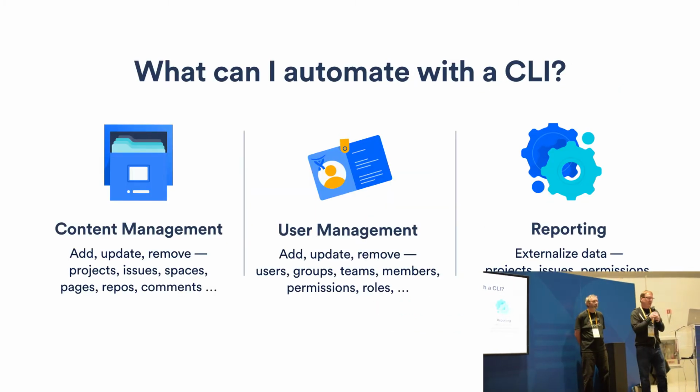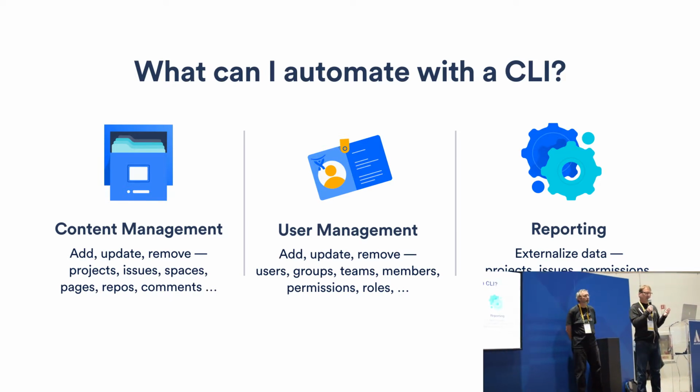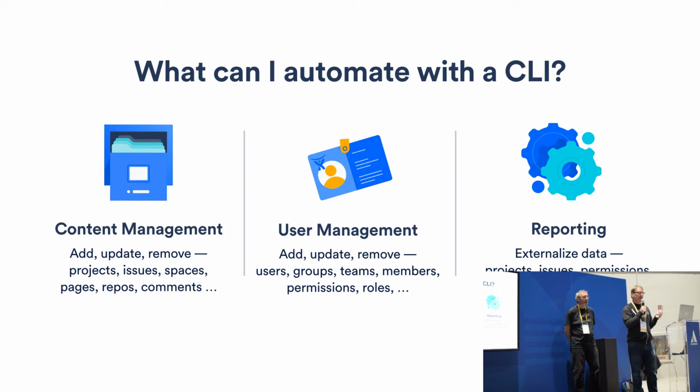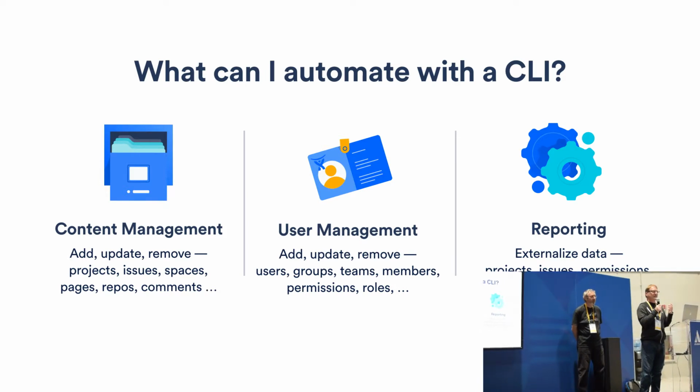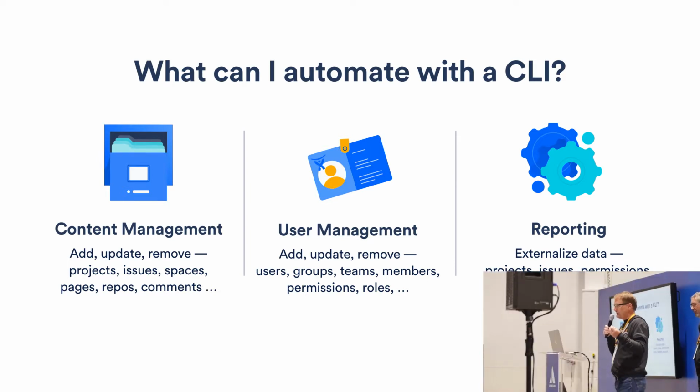So what exactly can you automate with a CLI? Basically, any kind of content can be automated with the Tempo CLI. And that's more than just content management or creating content. You can actually do things such as additional operations for adding, updating, removing, and listing many of the different objects and attributes that you're going to be dealing with in the Tempo REST API. And that can be said for user management as well.